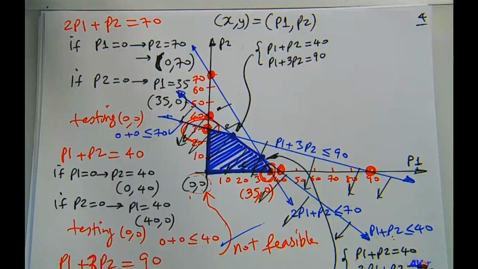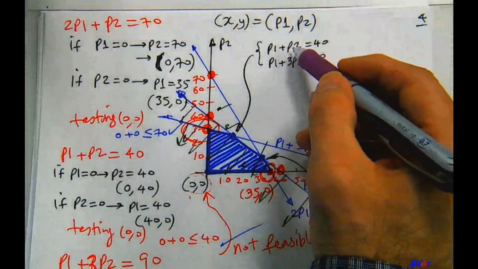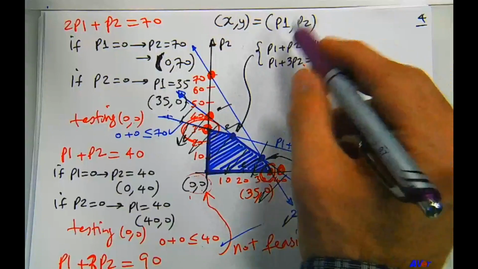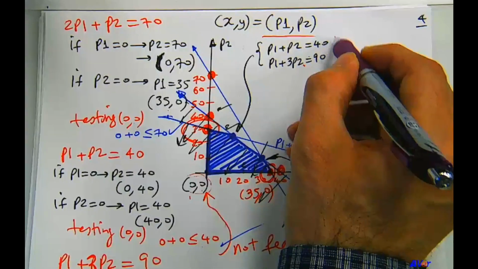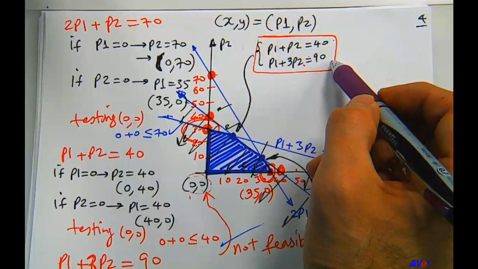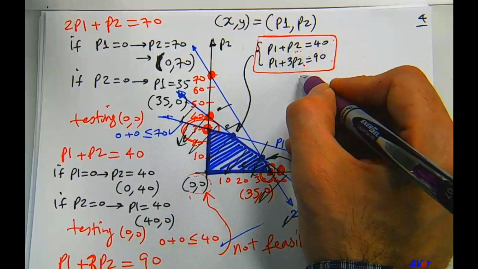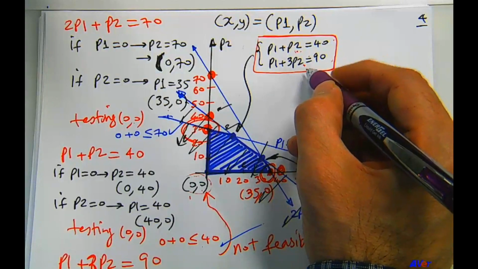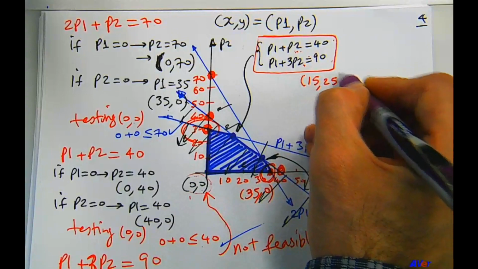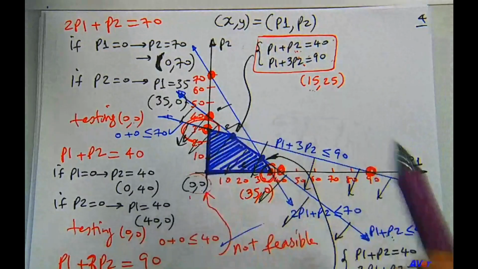Because I'm a little bit short on time, let me skip this part where you have to solve the system and find P1 and P2. You should know how to solve this. If you don't, please ask about it on the discussion board. But when you solve this, you'll get 15, 25. So when you solve this system, you get this point for that.